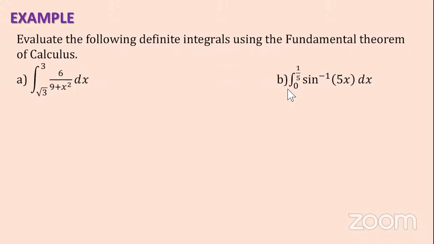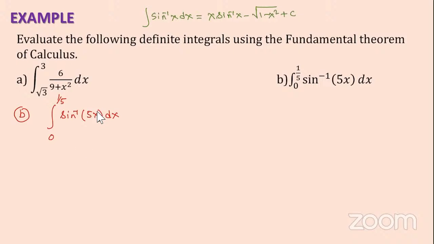Now we are going to work on part B. In part B, we have the definite integral from 0 up to 1 over 5 of sine inverse 5x dx. This integral is very similar to the integration of sine inverse x with respect to x. The integration of sine inverse x with respect to x is x sine inverse x minus the square root of 1 minus x squared plus c.